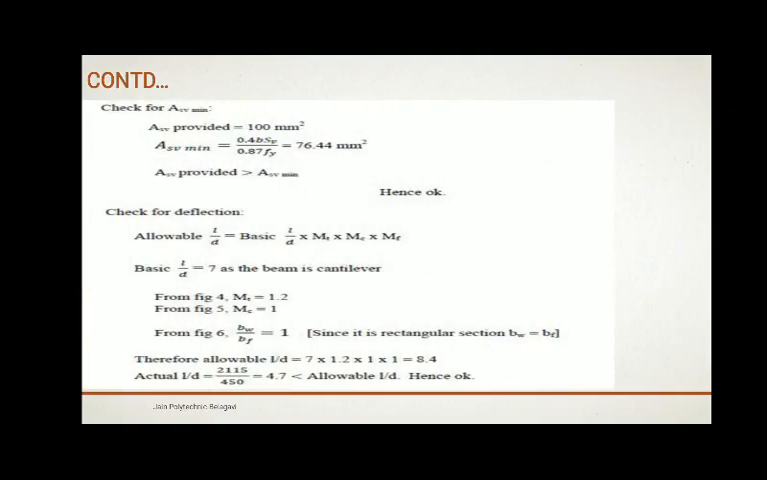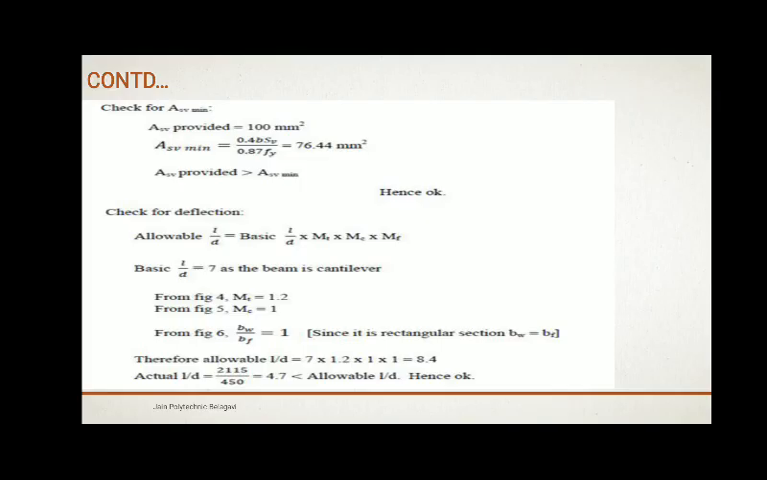Now next step is check for Asv minimum. So Asv provided is equal to 100 mm². So Asv minimum is equal to 0.4 b Sv / 0.87 fy. So substituting the values we get 76.44 mm². So Asv provided is greater than Asv minimum, hence it is okay.